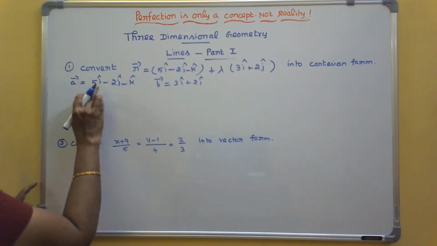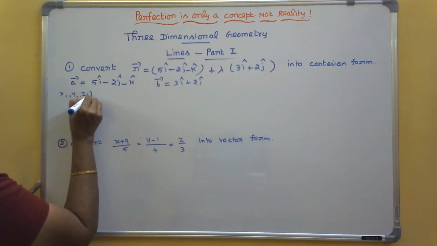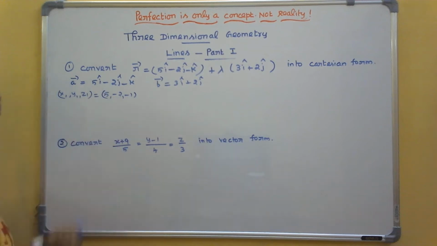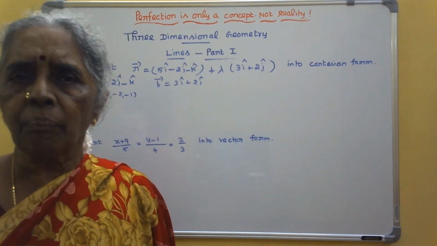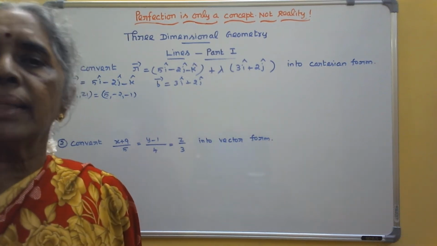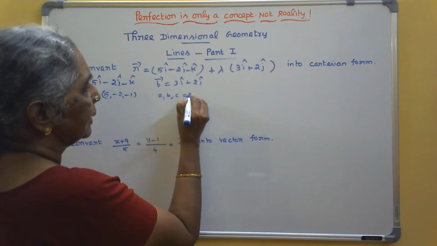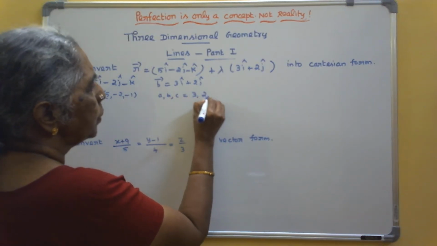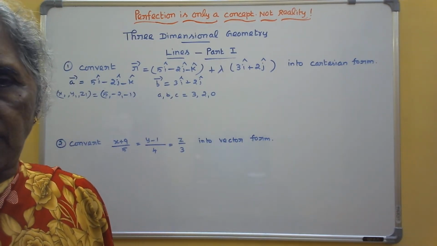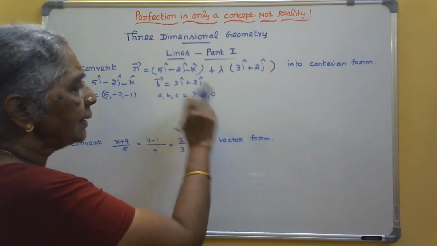Okay. So, now this point, you know, that is the x1, y1, z1. So, I can write 5 comma minus 2 comma minus 1. That is the point. Okay. Then, this is the parallel vector. That means this represents the DRs, direction ratios. So, I will write a comma b comma c will be 3 comma 2 comma 0, because there is no k cap there. If something is missing like i, j or k, you have to put a 0 in that place. So, this is 3, 2, 0.